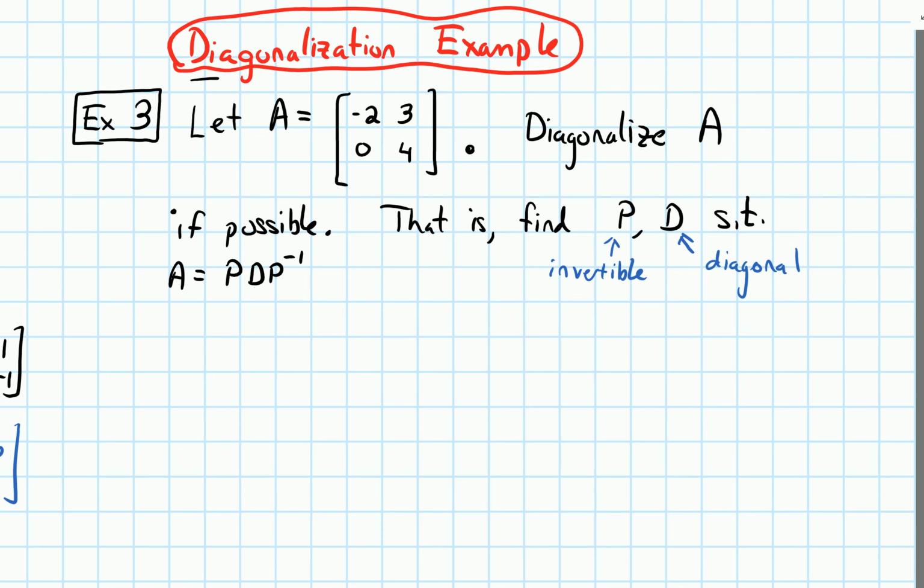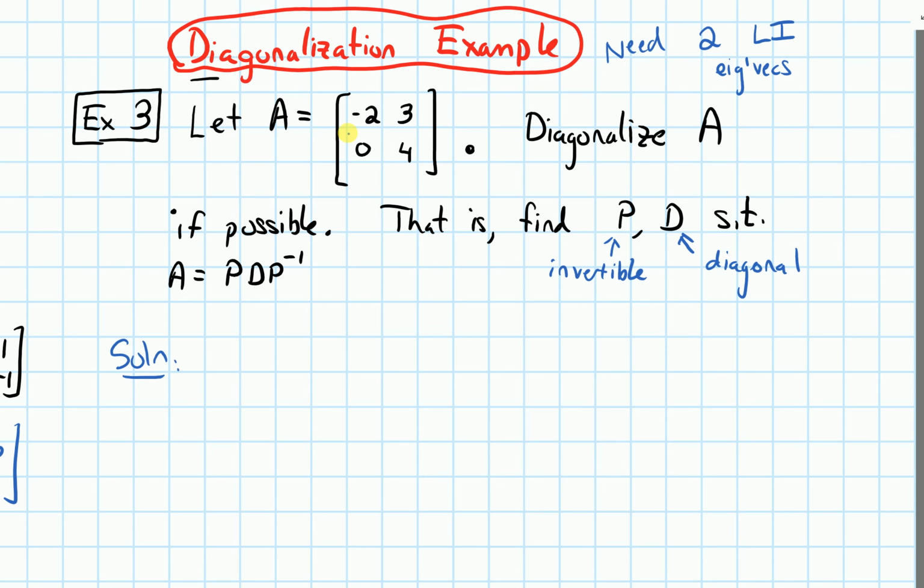Recall from the previous video that if I have a 2 by 2 matrix, what I'll need for it to be diagonalizable is two linearly independent eigenvectors. And if I have that, it's going to be diagonalizable. Okay, so let's talk about how we would solve this.